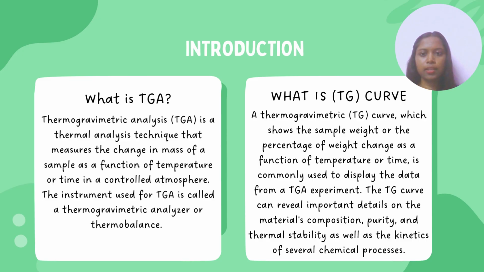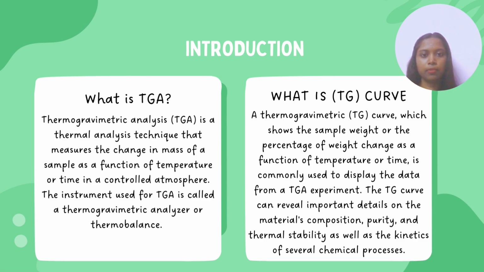Introduction. What is TGA? Thermogravimetric analysis, TGA, is a thermal analysis technique that measures the change in the mass of a sample as a function of temperature or time in a controlled atmosphere. The instrument used for TGA is called a thermogravimetric analyzer or thermobalance.